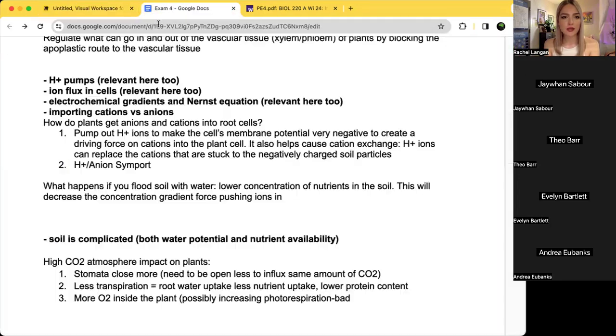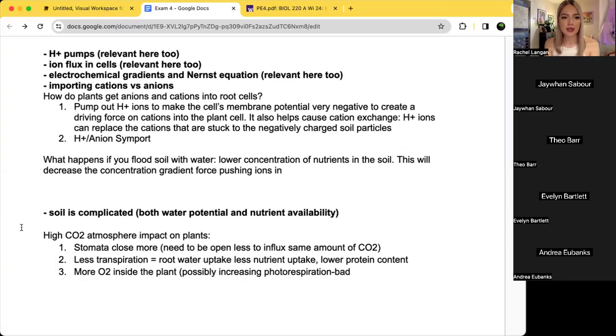And then the last thing he talked about was just high CO2 atmospheres. And I'm not sure if that's what he was talking about with soil is complicated.